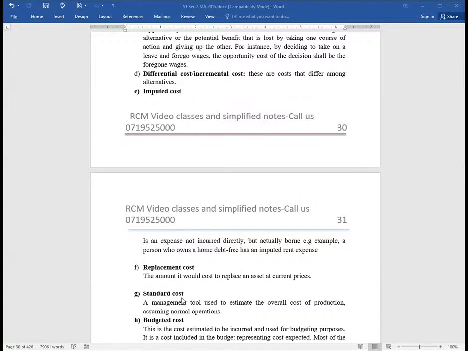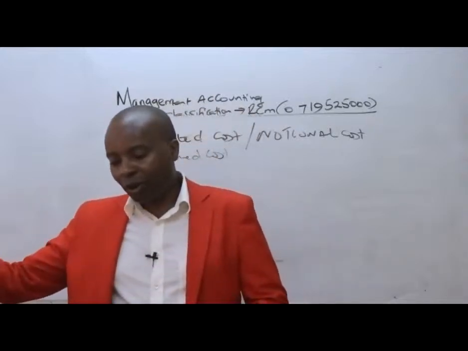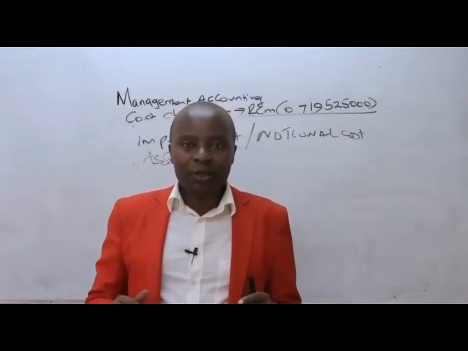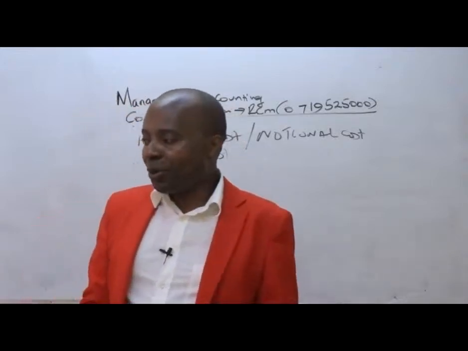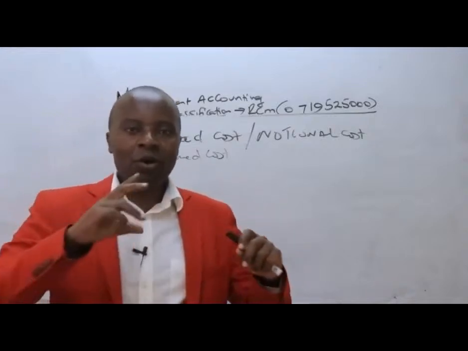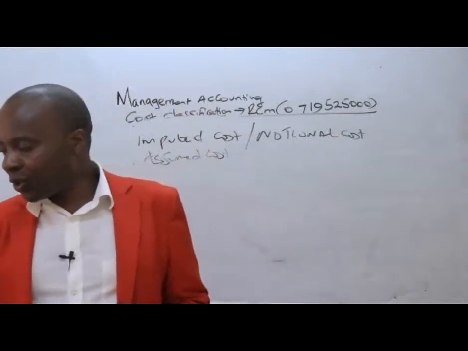Then we have the standard cost. These are the normal costs. We are told it is the management tool used to estimate the overall cost of production, assuming normal operations, assuming that there will be no abnormalities, assuming that, for example, our world was to continue normally without the corona effect. What would we have incurred to produce this and this? So, ladies and gentlemen, it will be very important for us to appreciate that a standard cost is a normal cost, which assumes what here? Normality of operations.